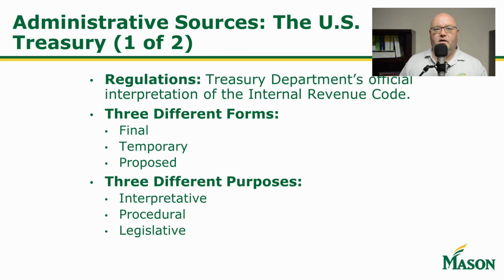We've talked about that in previous classes, previous videos. Administrative sources, so you've got the regulations, 3 different forms: final, temporary, and proposed. A final has gone through the entire process, is released, and is what it is. They're not changing it anytime soon, unless they decide to override something because they realize they screwed something up. Doesn't happen very often, though. It's very, very rare.